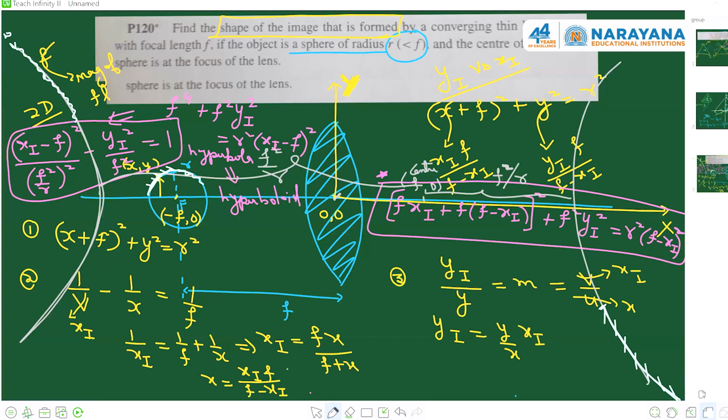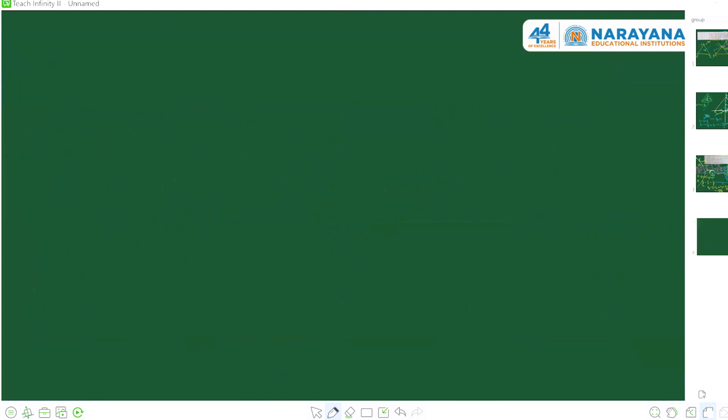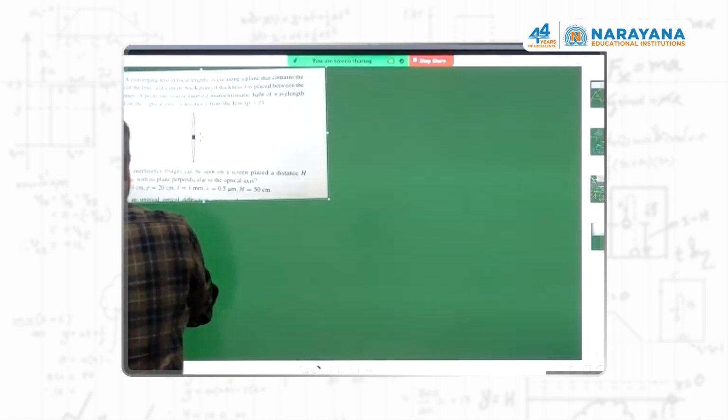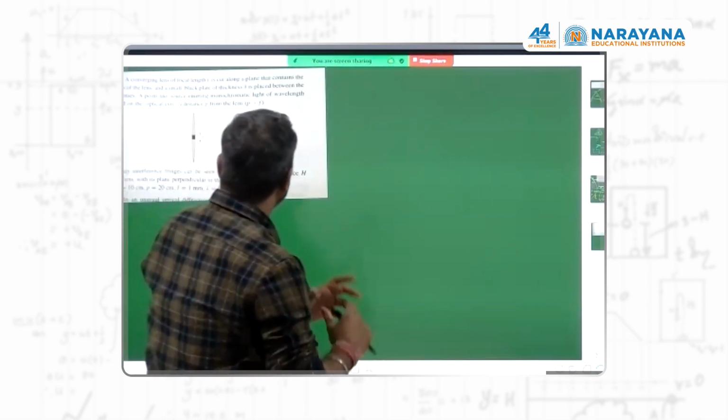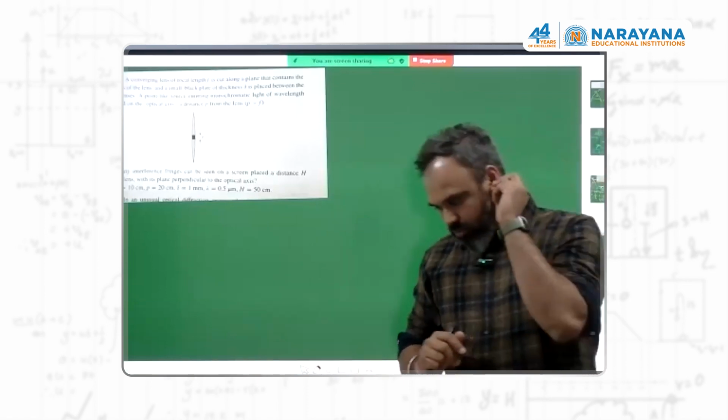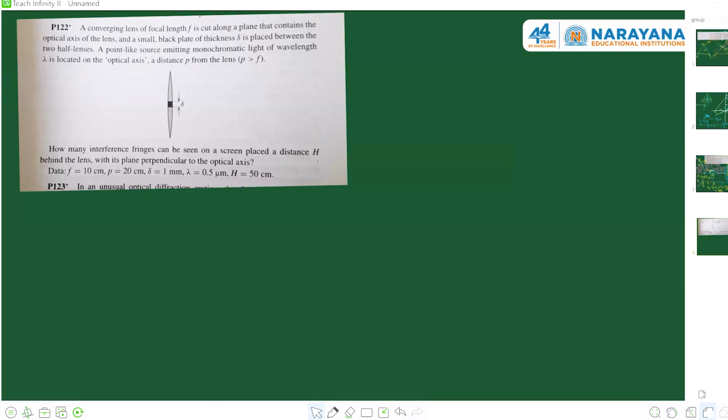Now the same idea that I have taken there, I just try to twist a bit in the next problem. There is a geometrical optics aspect to the problem, and then he is trying to extend that concept to interference. So let's understand what he is trying to say.